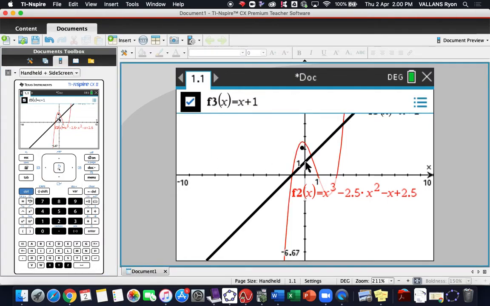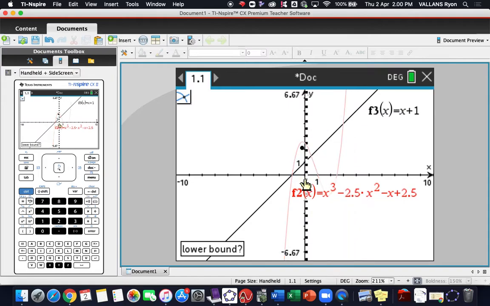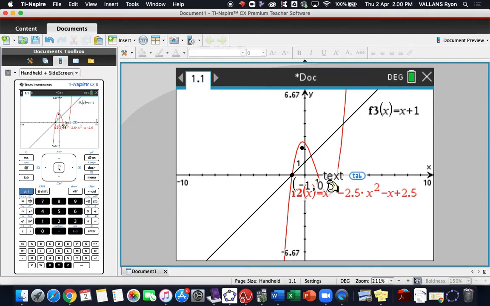I want to find the intersection of this. So I go menu, analyze graph, intersect. I get to the left of it, or lower bound, get to the right of it, and you can see the answer's already popping up. And that is nice. I could scroll and there's the fraction one. Hit enter, gives me that one. If I want to find this one over here, I just do the whole thing again.